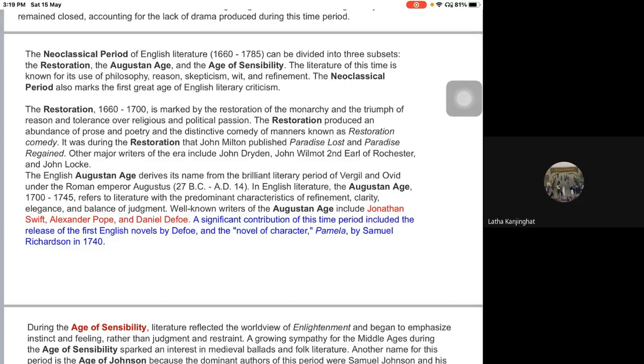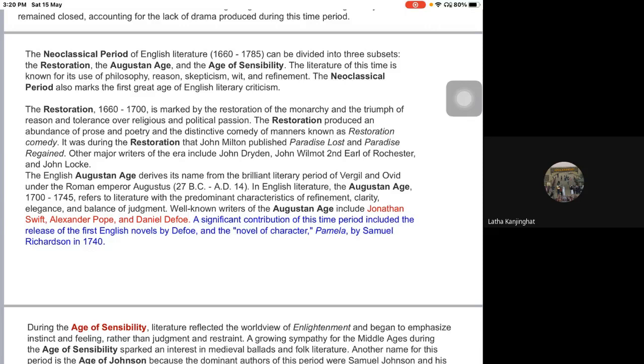Paradise Lost consists of 12 books. Altogether, it is said that Milton took nearly 20 years to complete it. And by that time he was blind also. The verses came to him and he needed a scribe to write them down. That's how the work was completed. It took nearly 20 years for him to complete. Other major writers of this era included Dryden, John Wilmot, second Earl of Rochester, and John Locke.